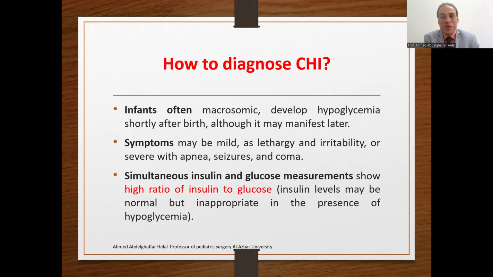We are in hypoglycemia. Why does the pancreas secrete insulin? We don't need insulin. Insulin is released in response to high blood glucose. Here we have a low blood glucose. Why is this insulin released? It's very essential to understand this point. So there is a high insulin to glucose ratio. The insulin level is inappropriate in the presence of hypoglycemia. This helps to differentiate it from insulinoma, a very important observation.